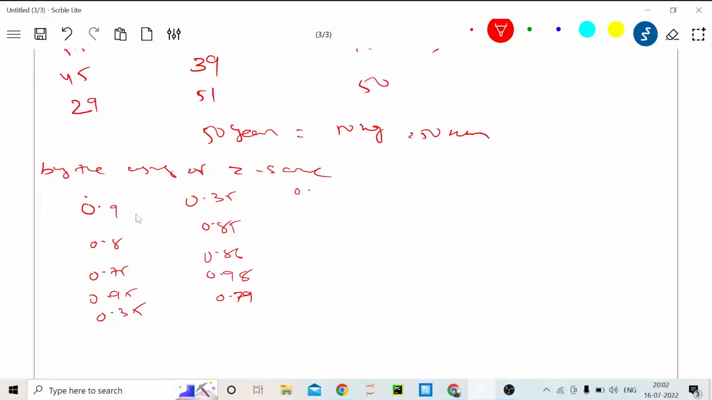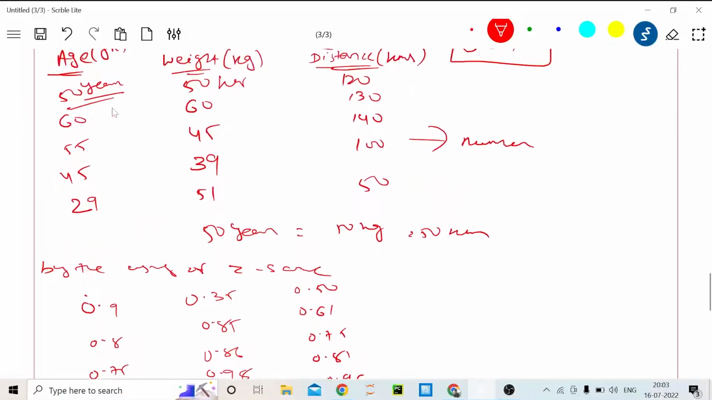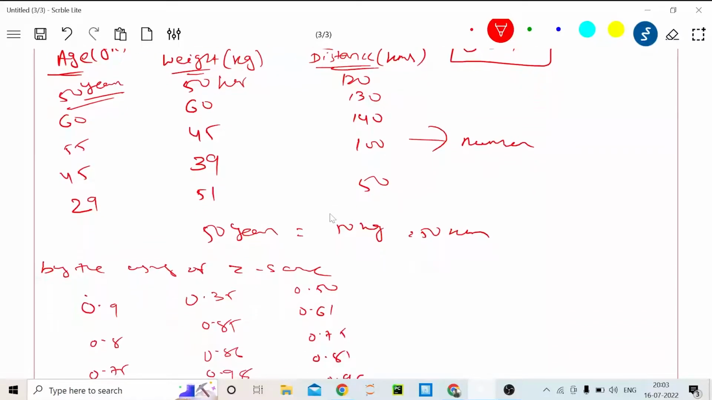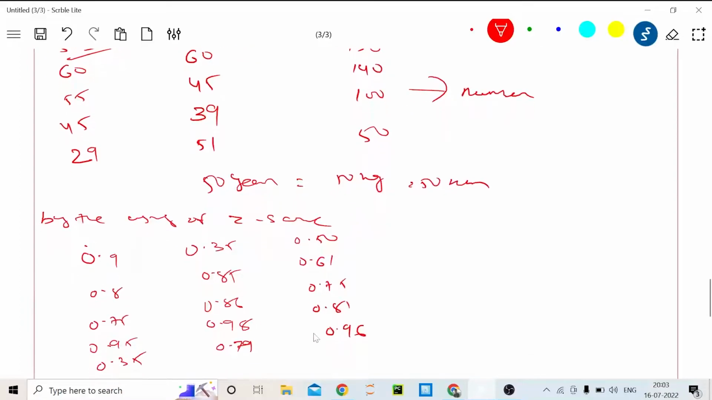Just give me 5 minutes more, I will explain all the things. Let's say this is 0.50, 0.61, 0.75, 0.81, 0.96. That means in this case we are converting all the values, one from years, one from kg, and one from kilometers, to one unit. Then you may say that 0.9 is similar to this 0.90. That means we convert all units to one unit.